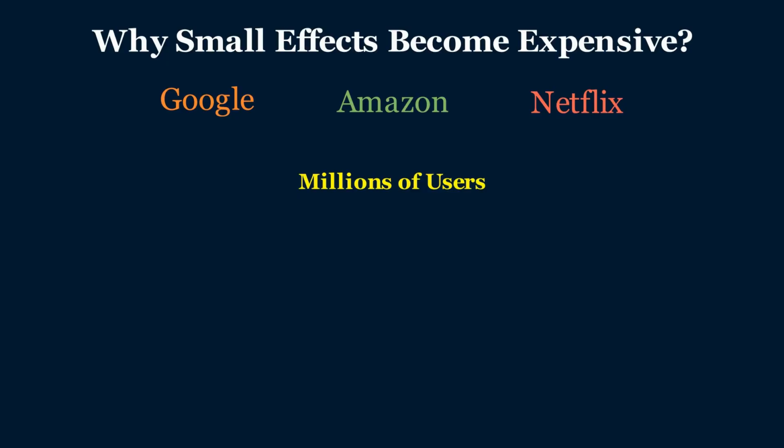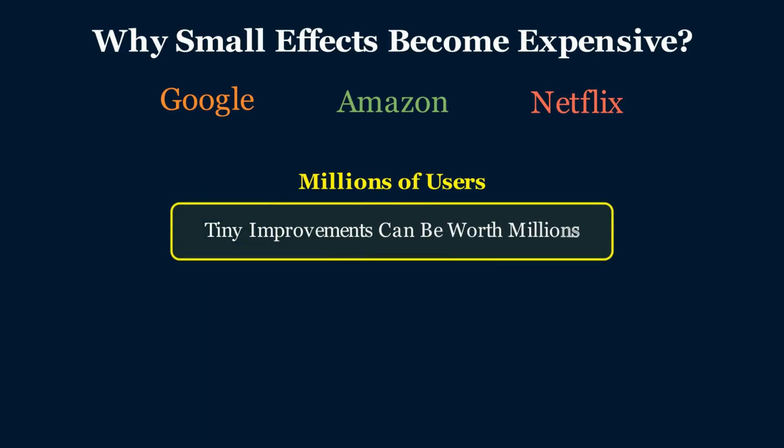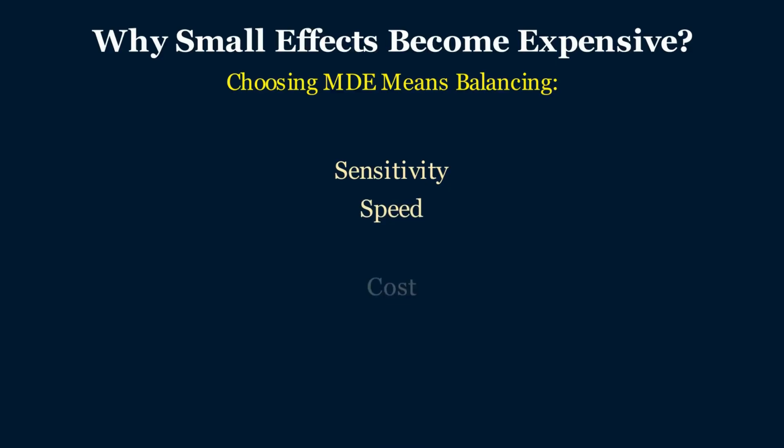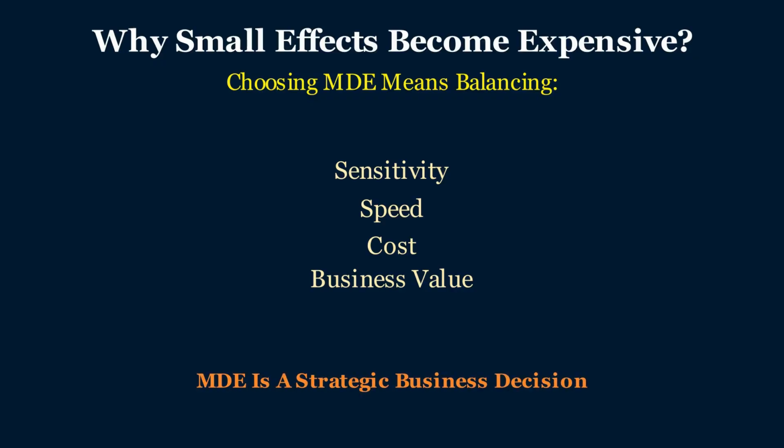Not because analysts love giant datasets, but because detecting tiny improvements is incredibly difficult statistically. And at massive scale, even tiny improvements can generate enormous business value. So, choosing MDE is really balancing sensitivity versus speed versus cost versus business value. MDE is not just a statistical setting, it is a strategic business decision. So, how do smart teams decide what MDE is actually realistic?